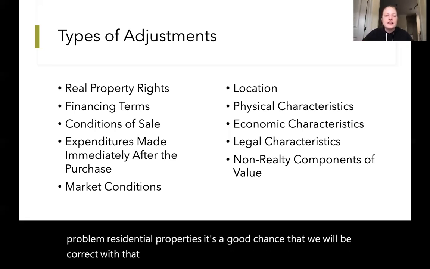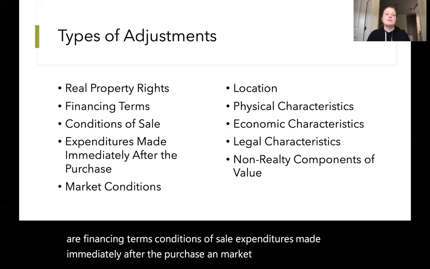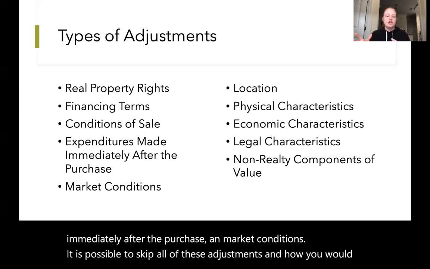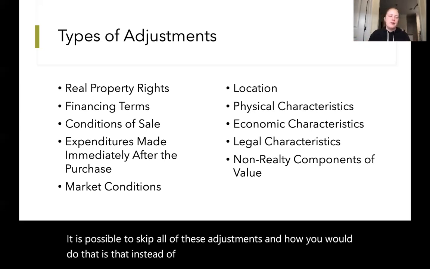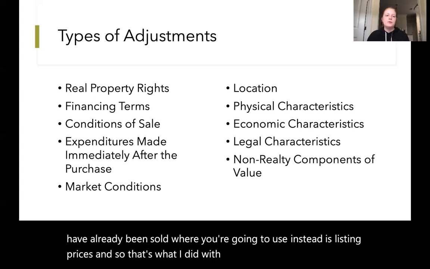And then our next four adjustments are financing terms, conditions of sale, expenditures made immediately after the purchase, and market conditions. It is possible to skip all of these adjustments. How you would do that is that instead of using actual sale prices from houses that have already been sold, you're going to use listing prices. And so that's what I did with my example that we'll get to.